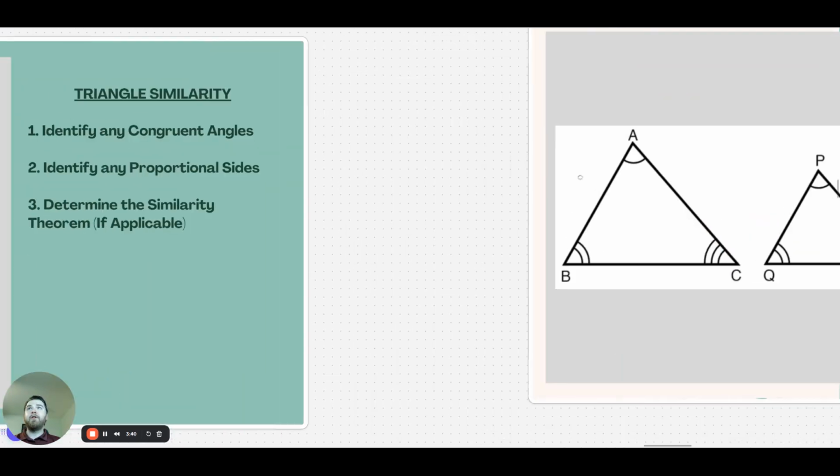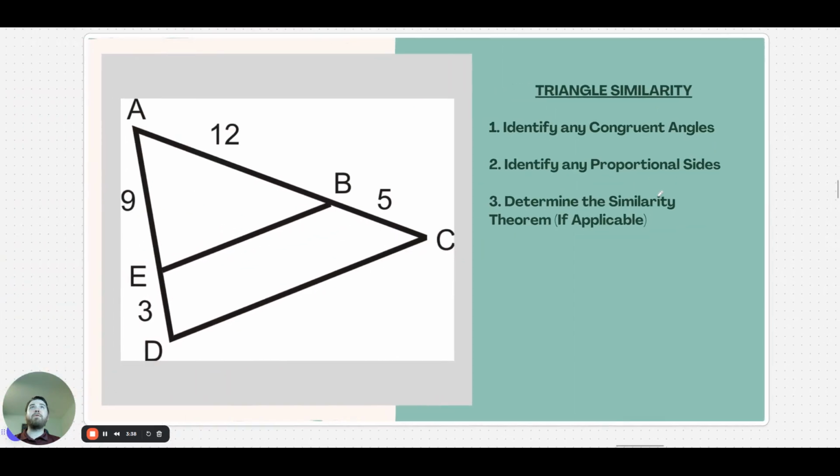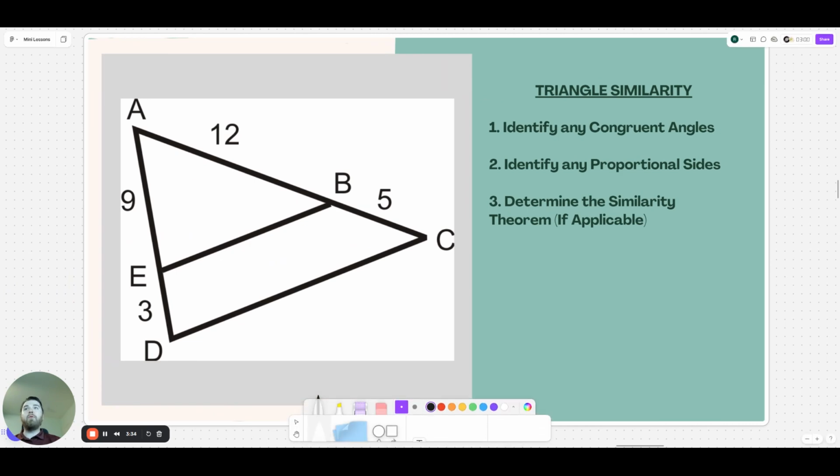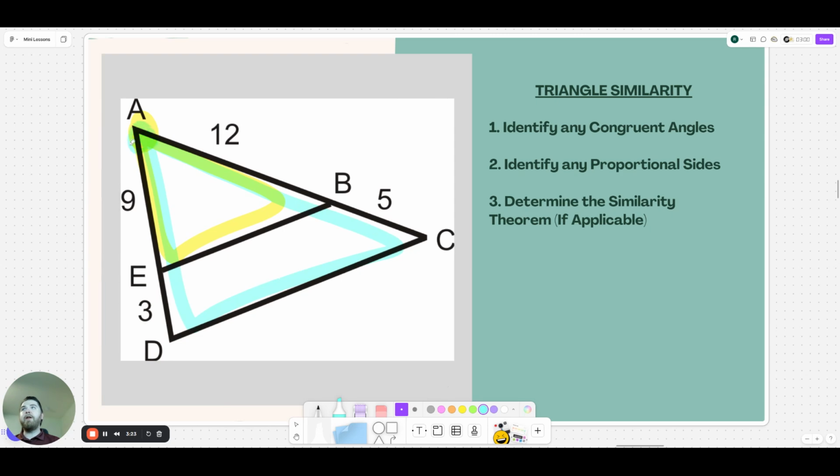All right. So let's take a look at this in action. So this first one that we've got here. So I have 1 set of congruent angles. Well, what angle is that? If I look at this triangle right here, angle A is going to be congruent to angle A in this triangle right here. So angle A is congruent to angle A. So I've got 1 set of congruent angles.